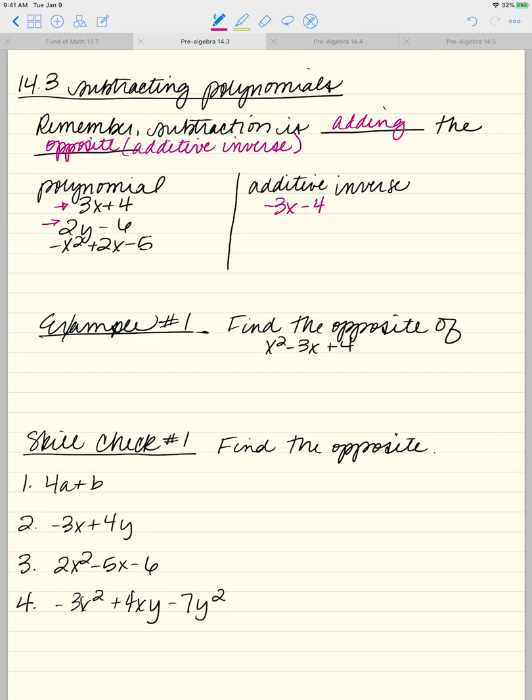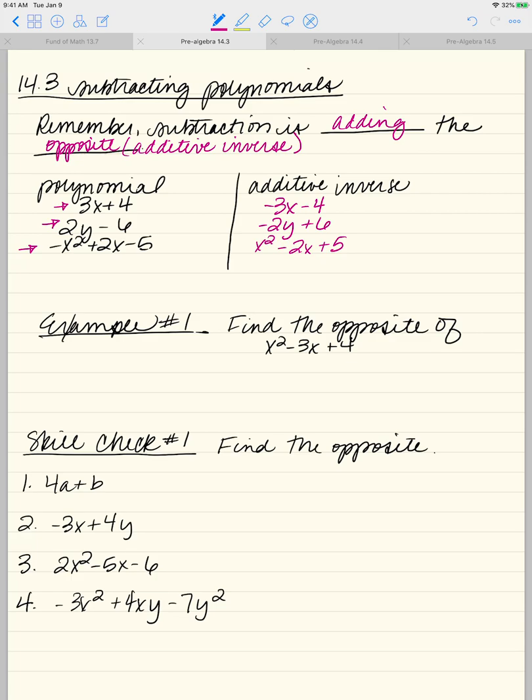What about 2y minus 6? The opposite of 2y is negative 2y. The opposite of subtracting 6 is adding 6. Negative x squared plus 2x minus 5. The opposite of negative x squared is x squared. The opposite of positive 2x, or adding 2x, is subtracting 2x. The opposite of negative 5, or subtracting 5, is adding 5.